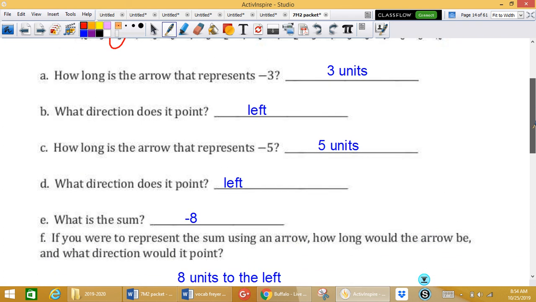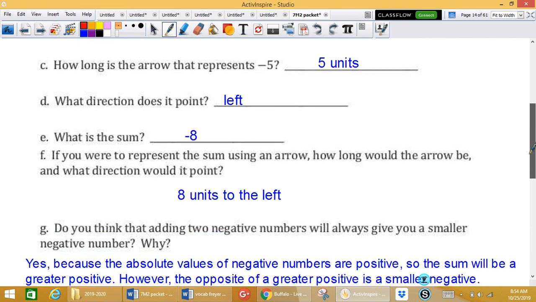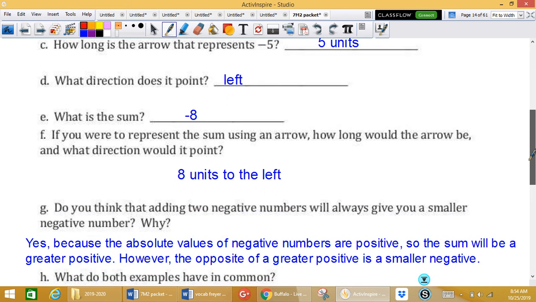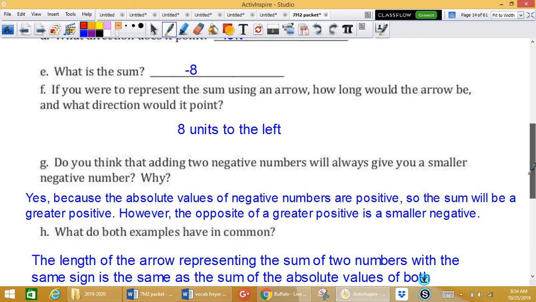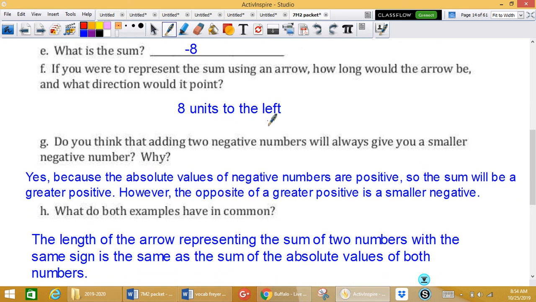If you were to represent the sum using an arrow, how long would the arrow be and what direction? It'd be 8 units to the left. Do you think that adding two negatives will always give you a smaller negative number? Why? Yes, because the absolute values of negative numbers are positive, so the sum will be a greater positive. However, the opposite of a greater positive is a smaller negative. Very important.